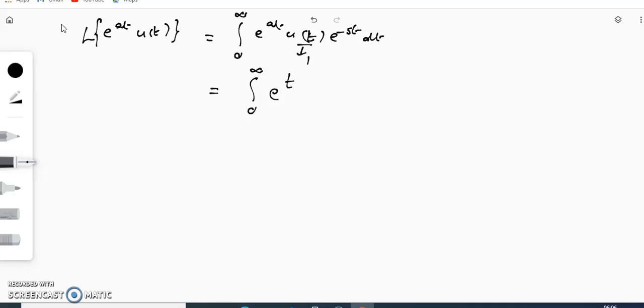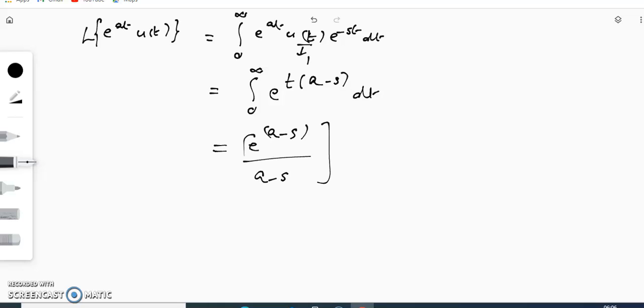Take t outside. So this will be equal to a minus s. Okay, I am writing like this to show you something. e raised to t into (a minus s) dt. So when you integrate, you will get something like e raised to (a minus s)t divided by a minus s, from 0 to infinity. There is a t also. Now you have to substitute for this t, isn't it? So this is e raised to infinity minus e raised to 0, divided by a minus s.